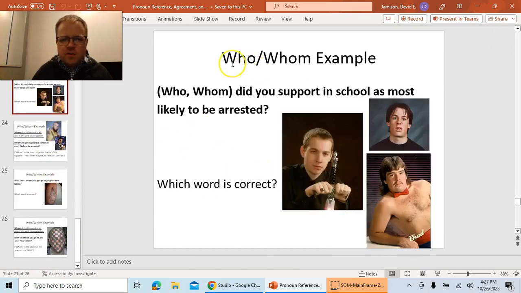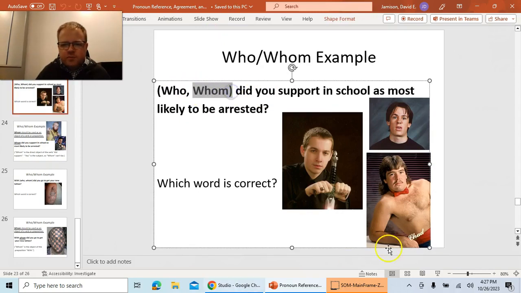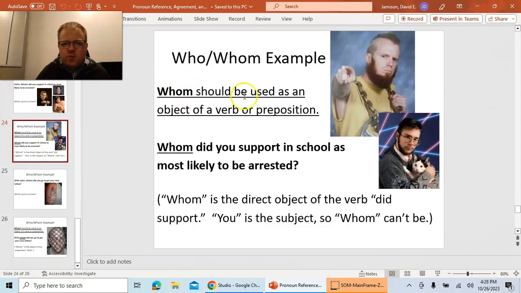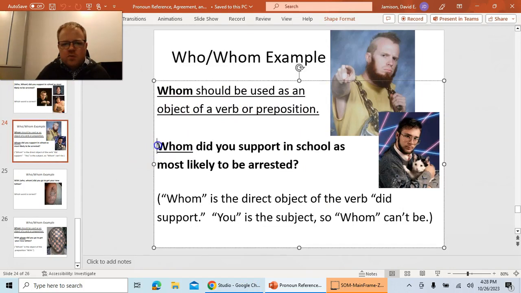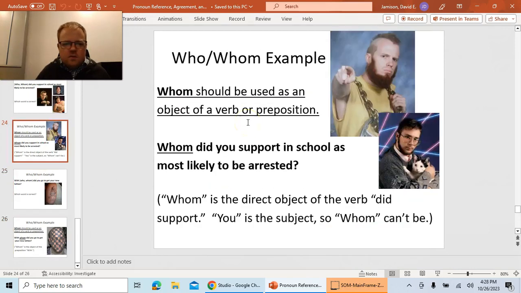Got two more of these, I think. Who or whom did you support in the school as most likely to be arrested? So in this case, you are supporting someone. You are the subject of this sentence, and you supported this person to be most likely to be arrested. So because that makes them the object, we go with whom for this person. Whom should be used as an object of a verb or preposition. So whom did you support in school as most likely to get arrested?